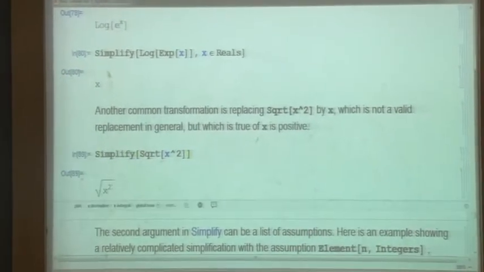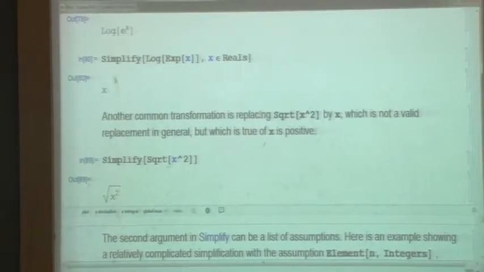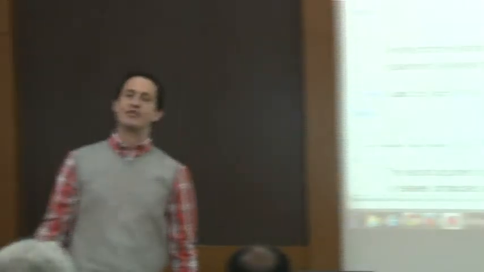But complex numbers? Oh, it applies. Yes, Mathematica by default always takes the greatest domain, which is complex numbers. Under complex numbers, we will never have that happen. But that's a good point. That's why sometimes people get frustrated.